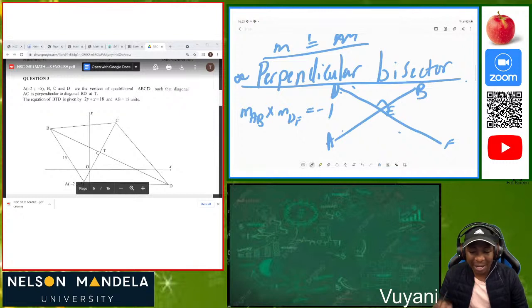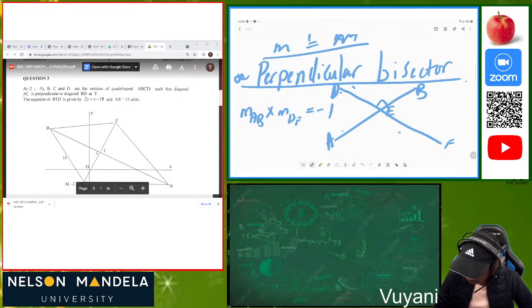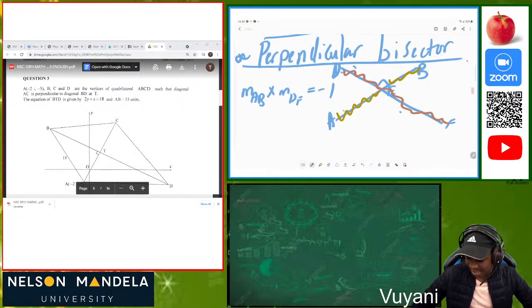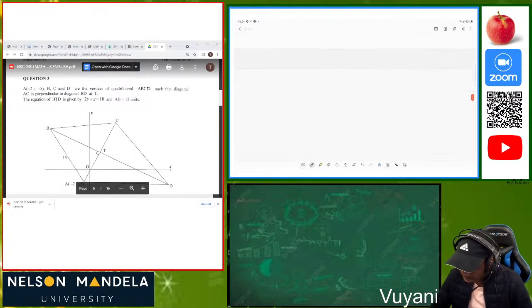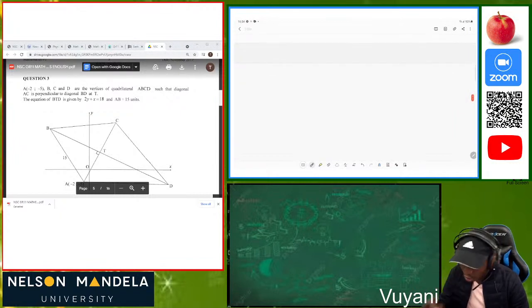So bear in mind that parallel lines have the same gradient, but when they are perpendicular, automatically know that the gradient of AB times the gradient of the other line has to give you -1. That's what we call perpendicular bisectors. Then now I think I'm done with grade 11, and what is essential in grade 11, I'm done. Now let's move forward to grade 12.